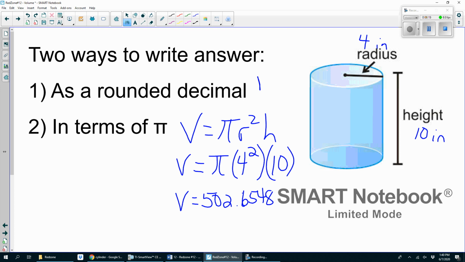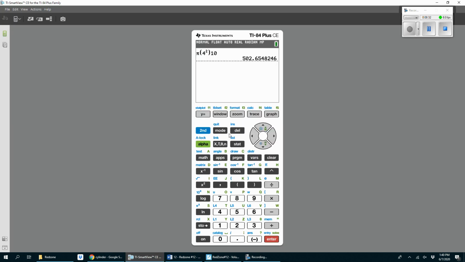Now, if this said rounded to the nearest tenth, for example, we would round this to 502.7 cubic inches. So that's decimal. But what if I wanted this in terms of pi? Now, some graphing calculators do not give it to you in terms of pi. As you see here on my screen, if you have the multi-view, it does.